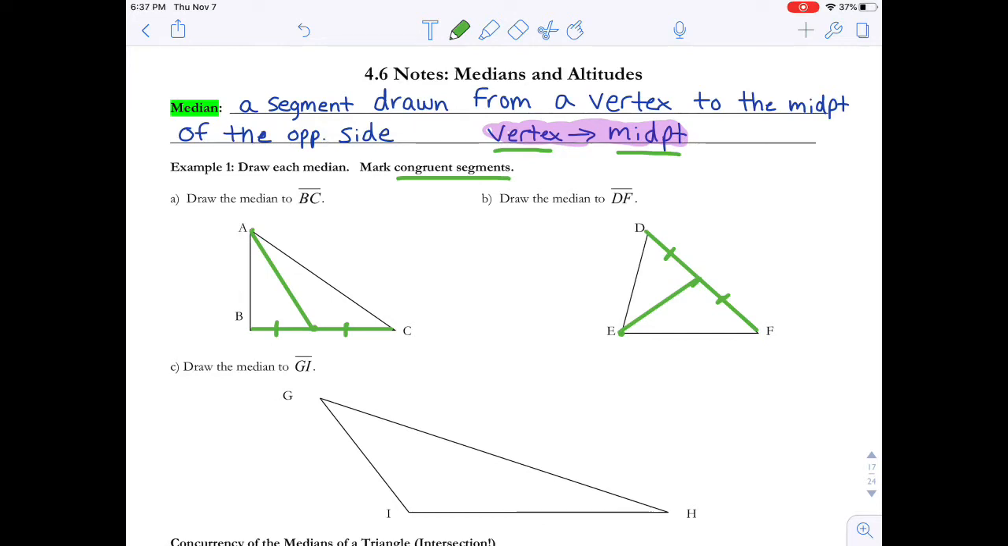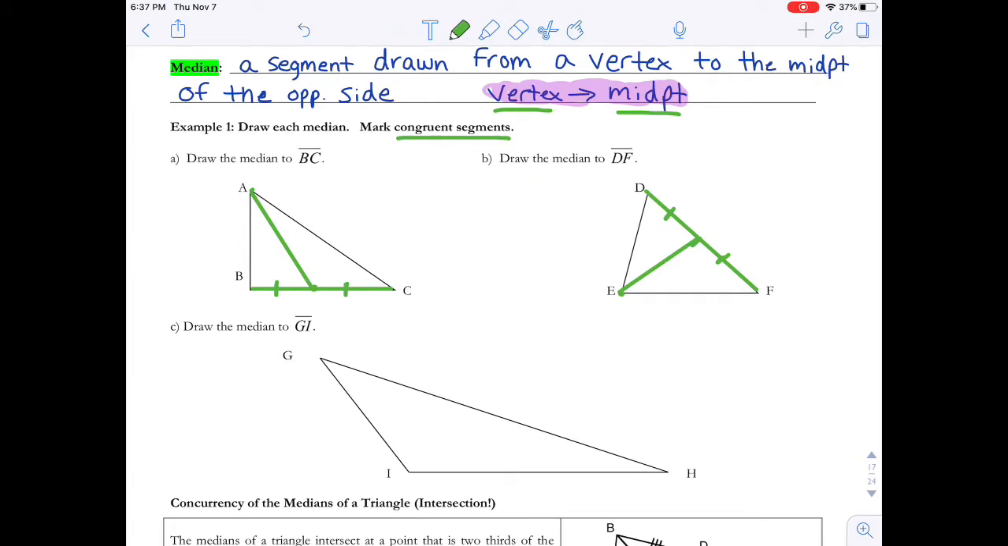So let's have you guys try to do the last one. You can pause the video right now, try to draw the median, and then come back and check. Okay, so if we look down here, we want to draw the median to GI. That means we're going from vertex H. You might want to put a little mark on GI to find where that midpoint is first, so then it's a little bit easier to just connect the dots there. And there we have it. There is our third median for today. And hopefully you're able to find those.